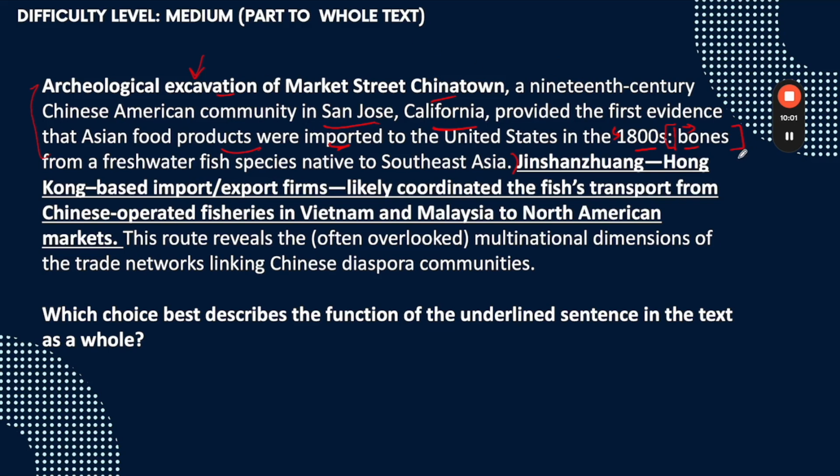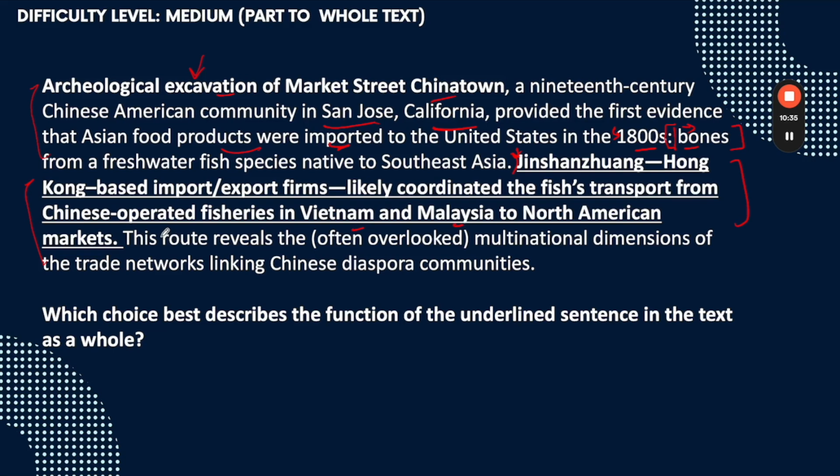Let's read ahead. Now this is the main sentence. The focus should be on this particular sentence. We have to identify why this sentence is given to us, right? Let's read ahead. So J, that is Hong Kong based import or export firms, likely coordinated the fish's transport from Chinese operated fisheries in Vietnam and Malaysia to North American markets. So this is the company that basically helped do this import, right? They were conducting this import by operating fisheries in Vietnam and Malaysia to North American markets. They were helping with the imports, right?